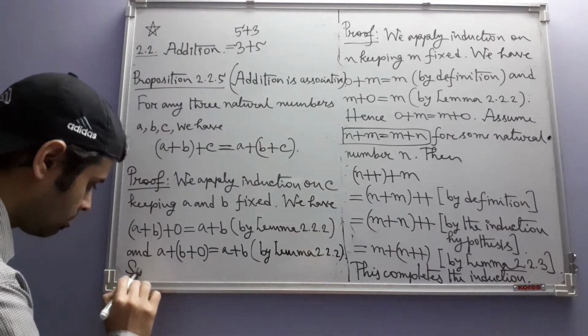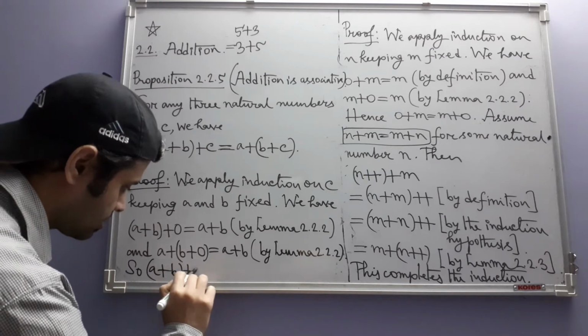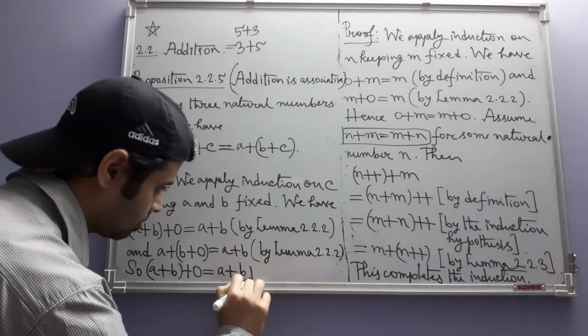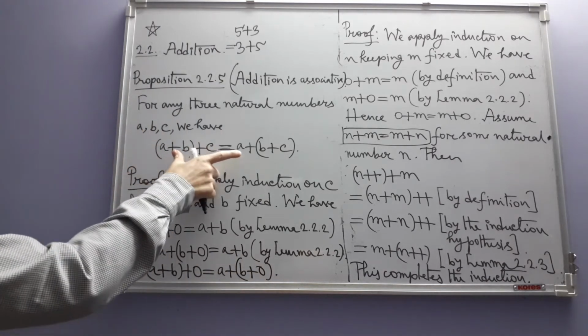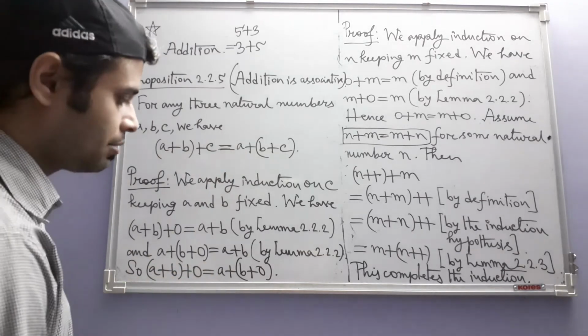So (a + b) + 0 is equal to a + (b + 0). That means our associative law equation is true for c equal to 0. This is our base case.